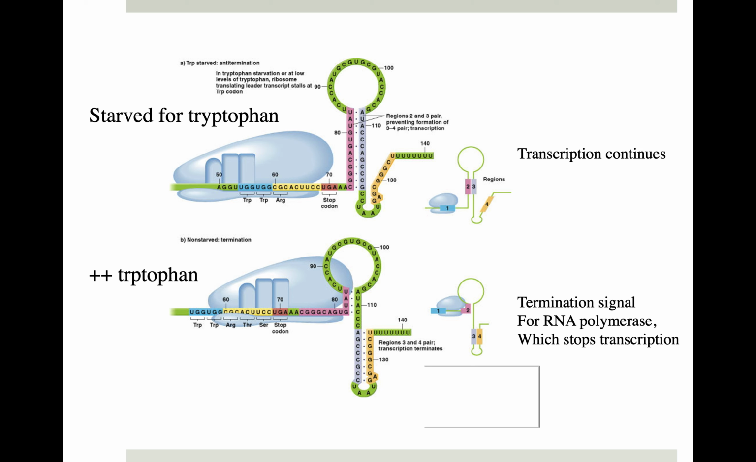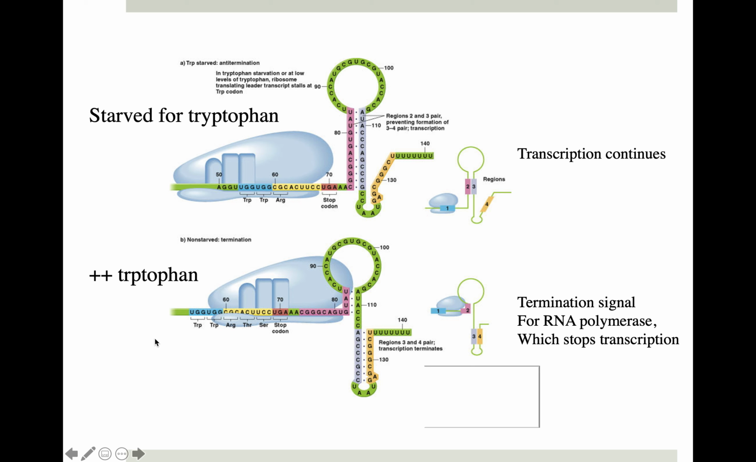So if it is starved for tryptophan, which means that there is no tryptophan at all, transcription will continue, because the ribosome basically stalls at repeat 1. So repeat 2 and 3 will form a hairpin, which means that this is an anti-termination. Transcription could continue, so it will prevent formation of 3 to 4, which is termination.